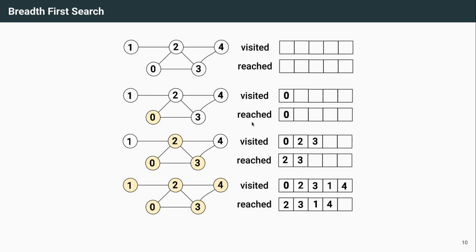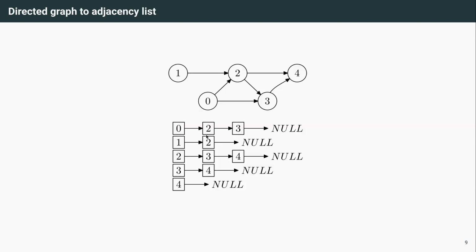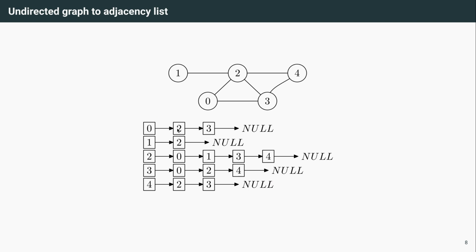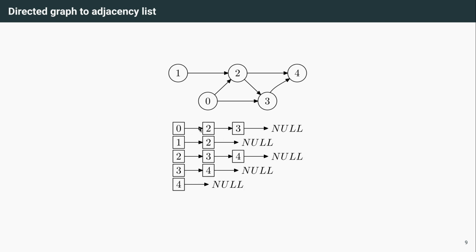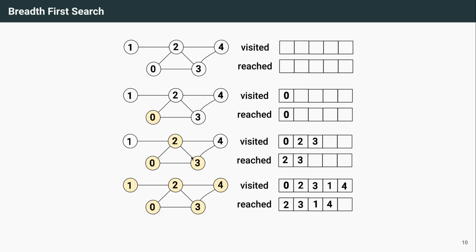Then we pop 0 and we see from 0 we have two edges. That is from the adjacency list, we traverse this list, we reach 2 and 3. So we mark 2 and 3 as visited, reached here and visited. So after that we have 2 in the reached queue.